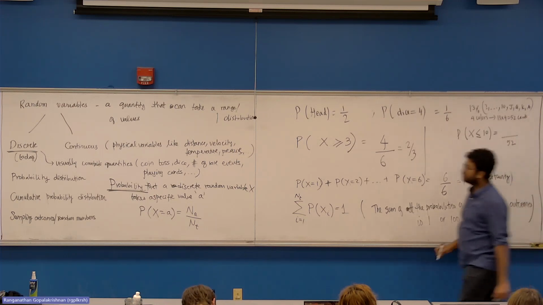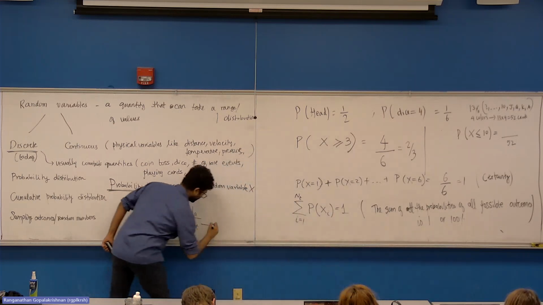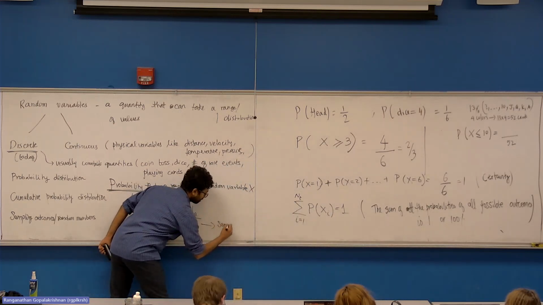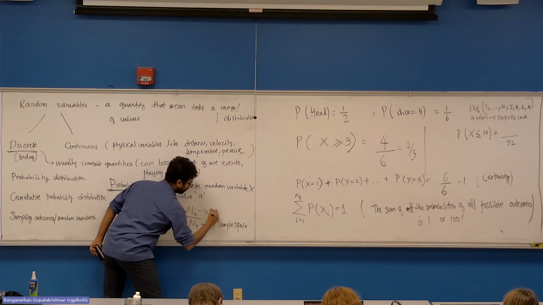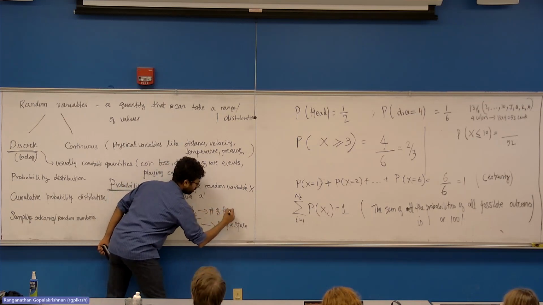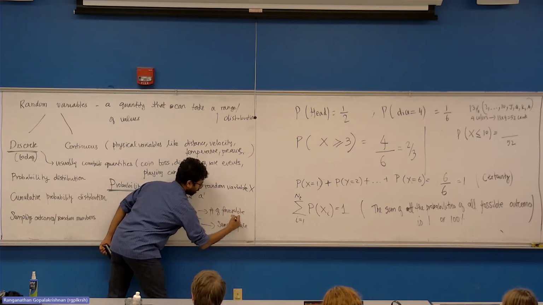This total here is often referred to as sample space, and this is the number of favorable outcomes.